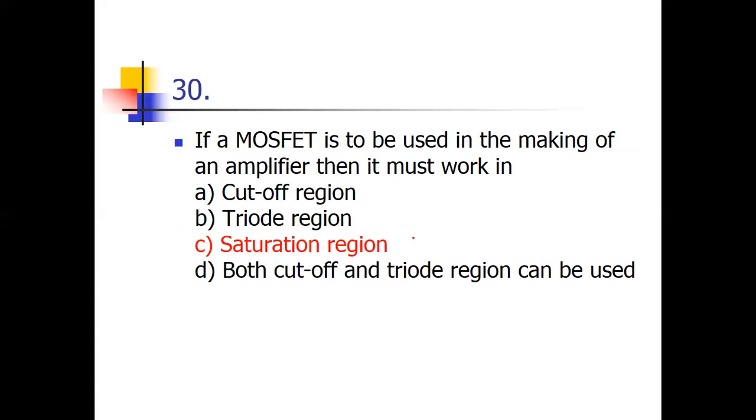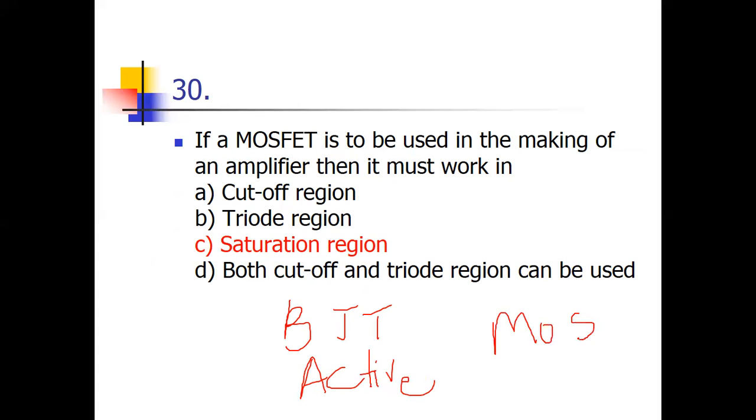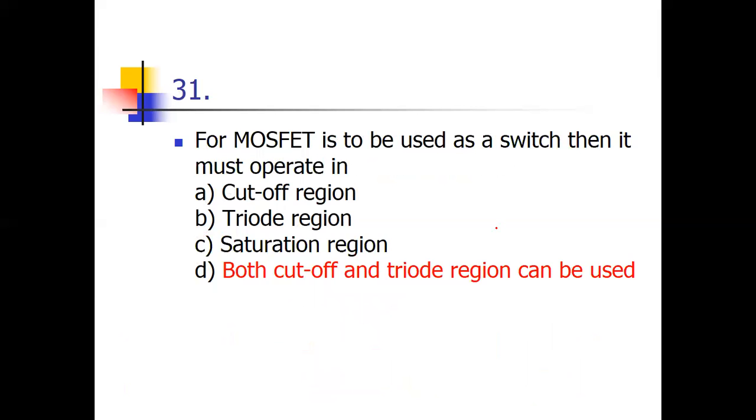Now next, if a MOSFET is used in making an amplifier, in which region must it work? Remember, there is a difference between BJT and MOSFET. A BJT always uses the active region as an amplifier, but a MOSFET as an amplifier always works in the saturation region. If you want to use a BJT like a switch, it must work in cutoff and saturation. But if you want a MOSFET as a switch, it should work in cutoff and the triode region. Okay, you can watch the details in the next video.